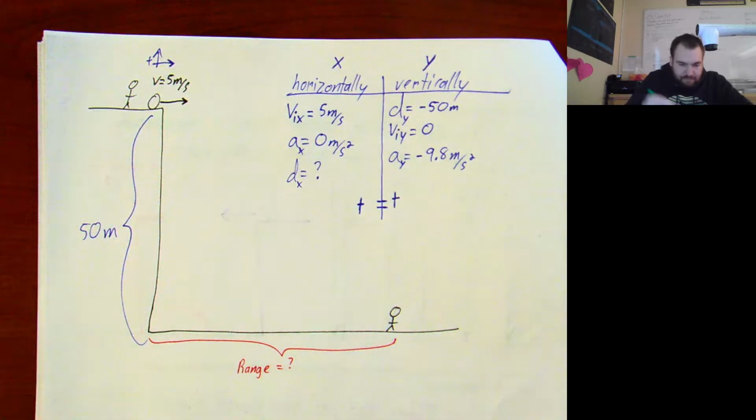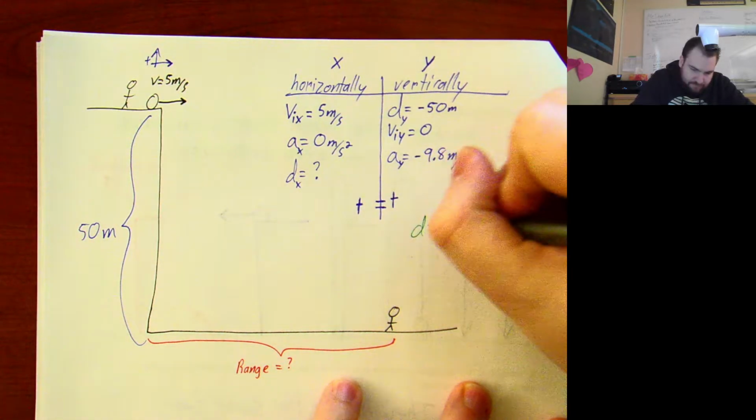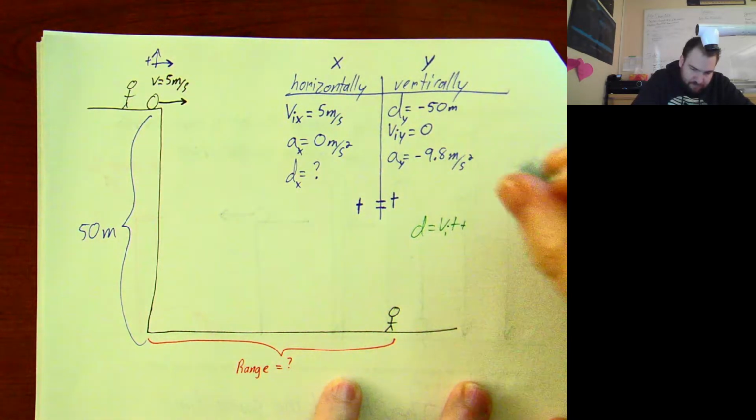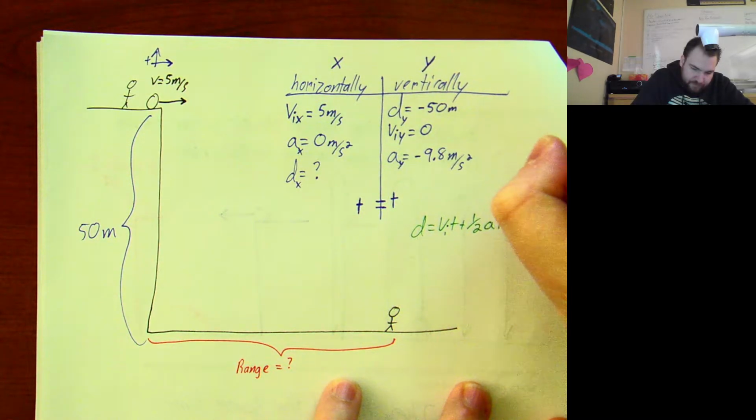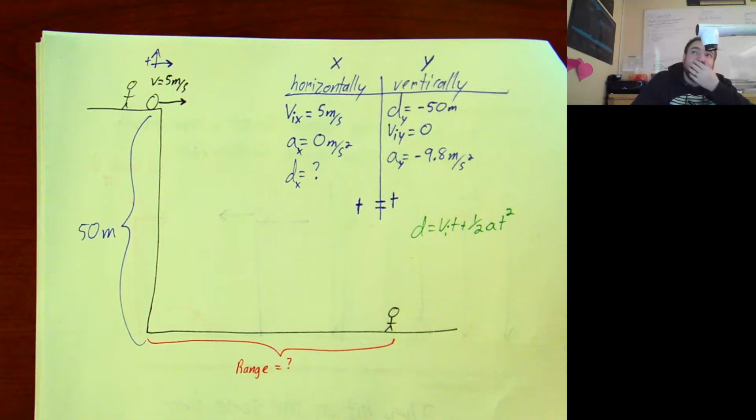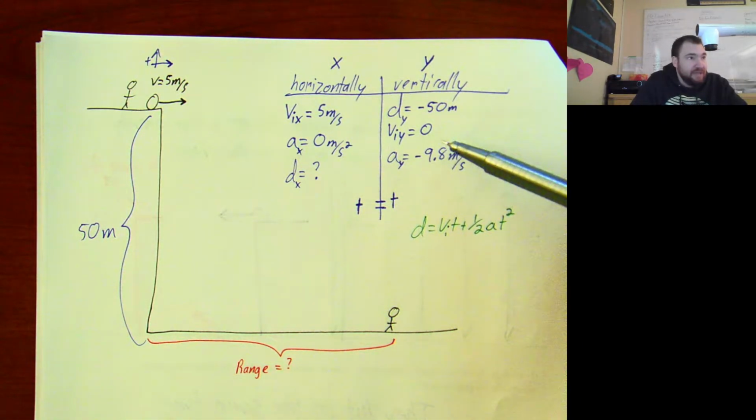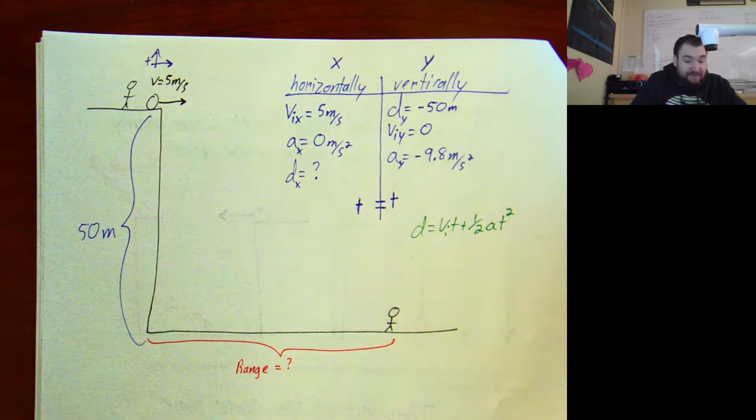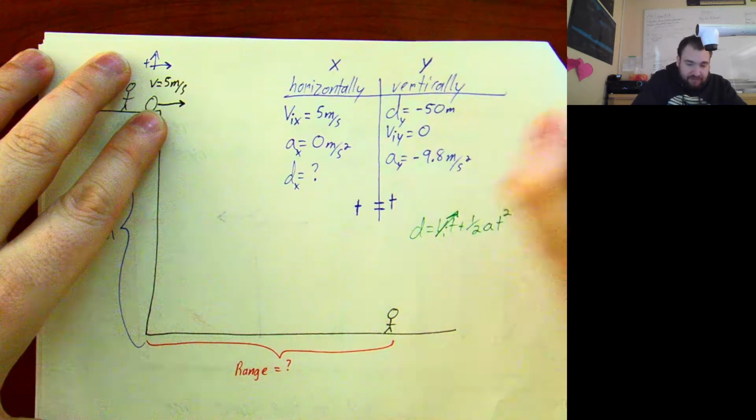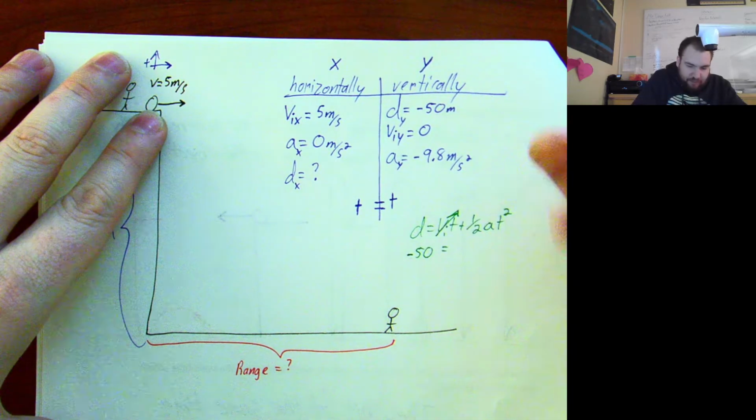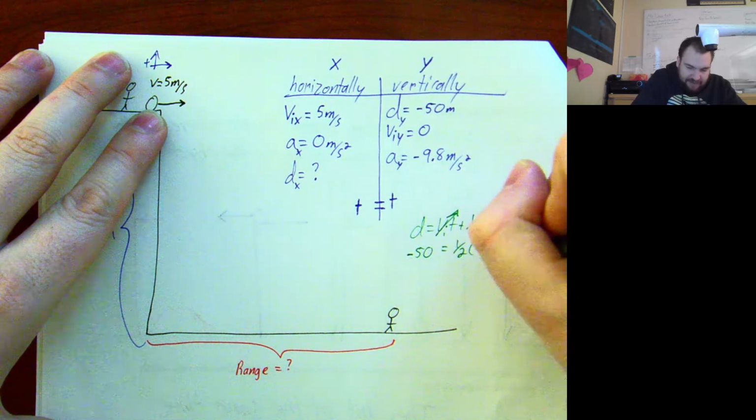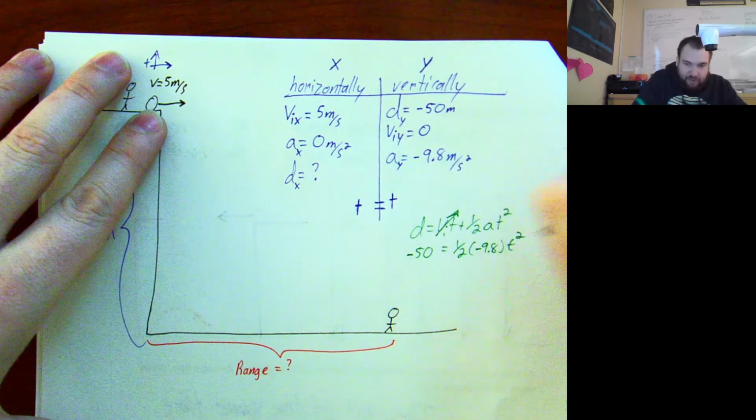D equals VIT plus 1/2 AT squared. Cool. So the beauty of this equation with this set of information is what? Yeah, VIT is 0, so that's gone. And so now I can just fill in the rest of it. D is going to be negative 50. That's going to equal 1/2 negative 9.8 t squared.